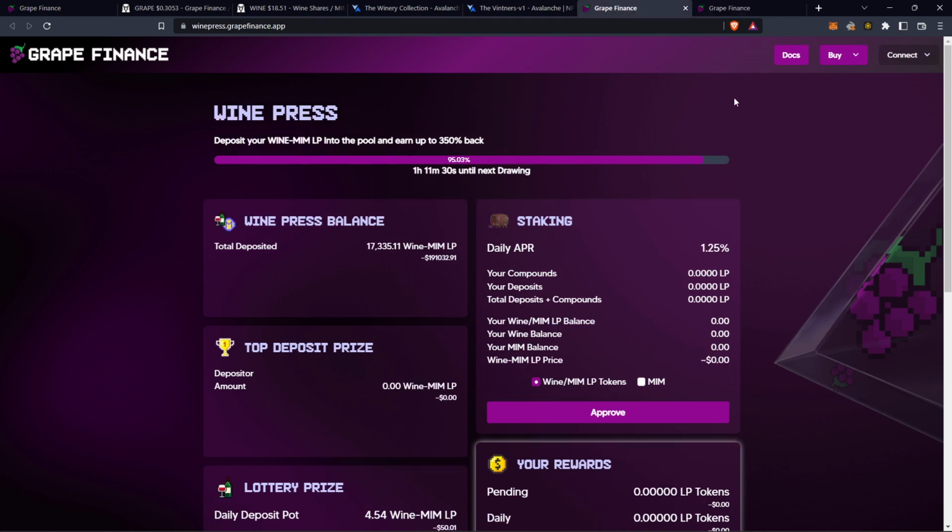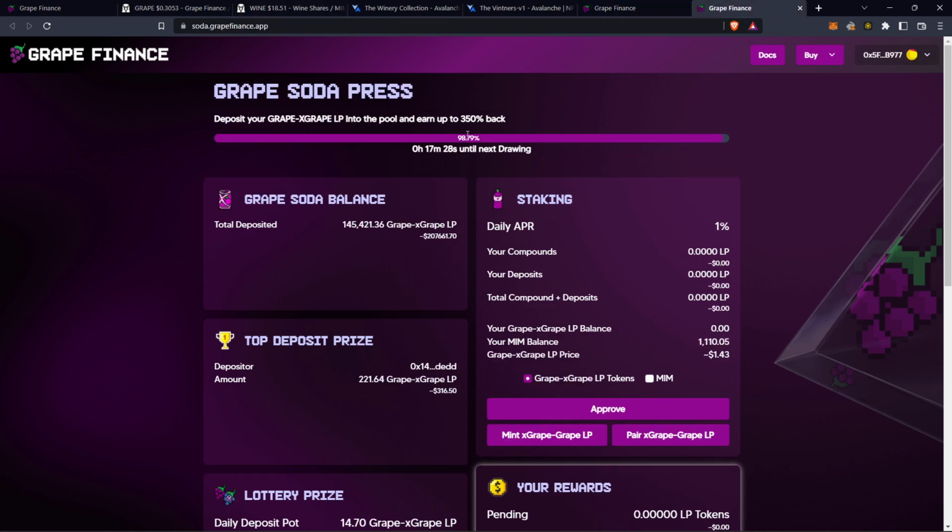So like wine press, people are also loving the grape soda press. Both the presses have been going good so far. They both have helped with liquidity building of both grape and wine. So I would suggest you all to definitely try either one of these presses, or even better, both of these presses. That is it for the price of grape and wine, the NFT collections and the presses.